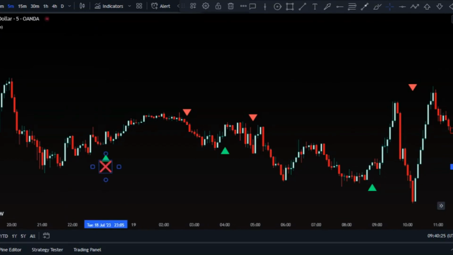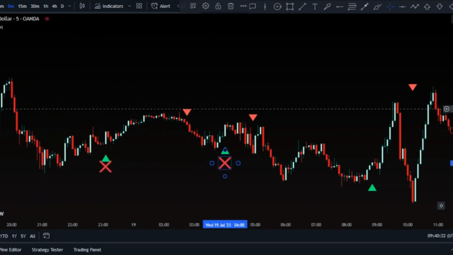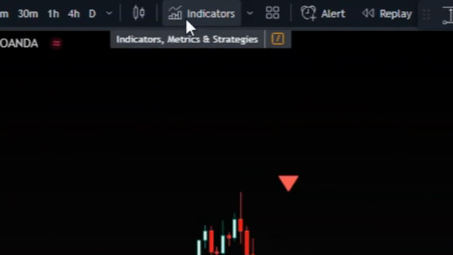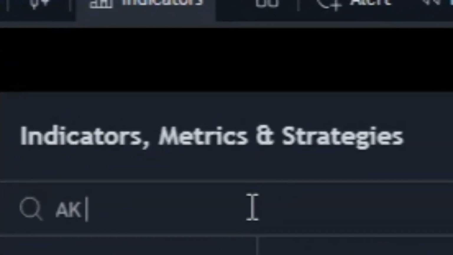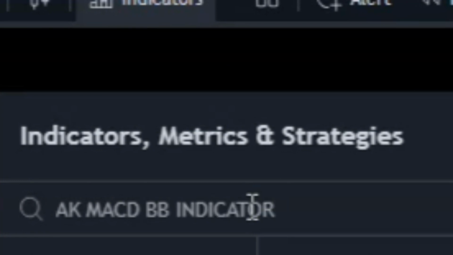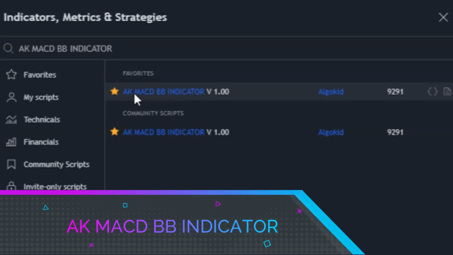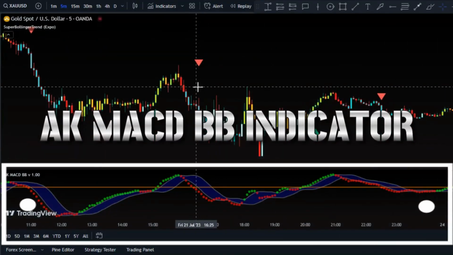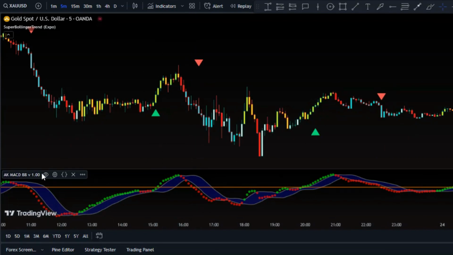Alright traders, listen up. To improve our win rate and cut losing trades, we're going to add a second indicator to the strategy, the AK MACD BB indicator. Next, we've got to customize it.